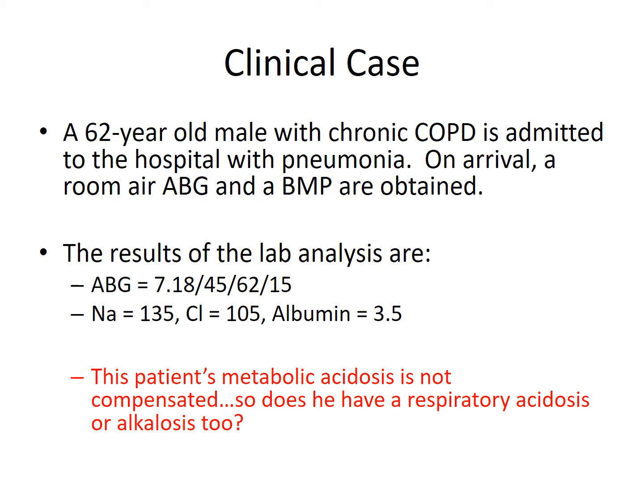Okay, if you worked out that he also has a respiratory acidosis, I agree with you. According to my calculations, his PCO2 should be 31. In this example, his PCO2 is greater than predicted, and he therefore also has a respiratory acidosis.